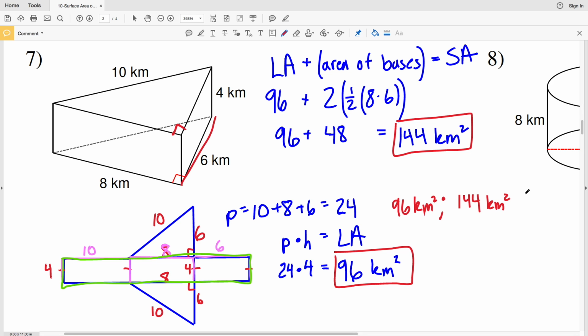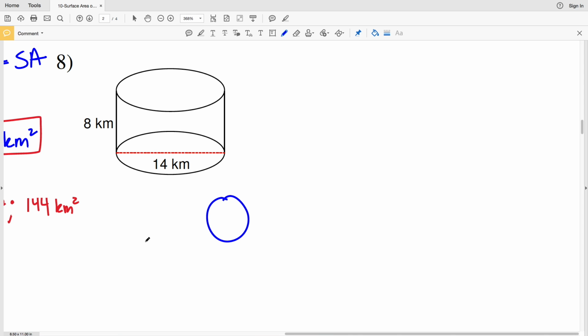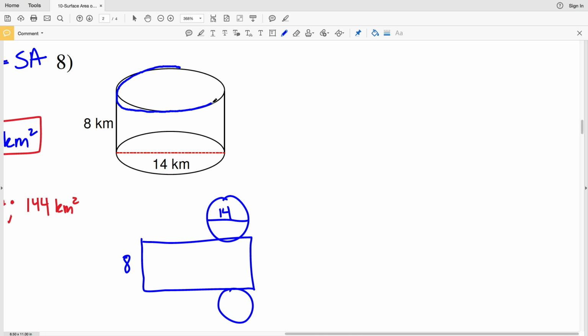Let's move on to number 8. In number 8, we're given a cylinder. So if we were to draw the net of this cylinder, it would be a circle, a rectangle, and a circle. So the lateral area is this rectangle. And we know the height is 8 kilometers, and we're given that the diameter of the circle is 14. However, the diameter is not the length of this rectangle. We need to figure out the circumference of the circle, and that's the length of the rectangle.